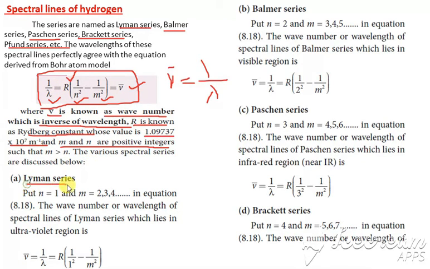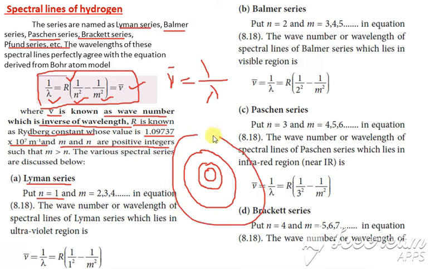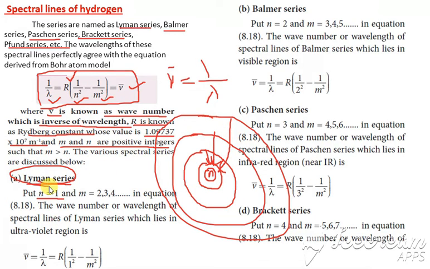Now we will see these series one by one. First one is the Lyman series. For the Lyman series, we have to take the value of n equal to 1 because it is the first series, in which the electrons from all the other orbits come to the first orbit. So consider this to be the nucleus and these to be the first, second and third orbits. If any electron is coming from any of the other orbits to the first orbit, that comes under the Lyman series.